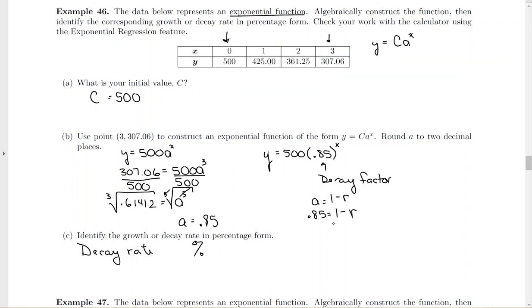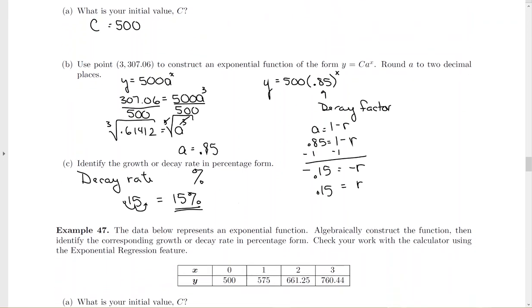Solve for r, subtract 1. That's going to give me a negative 0.15 equals negative r, or positive r then equals positive 0.15. So 0.15 is the decimal. Move it over 2 places to the right, and that gives me 15% as my decay rate.